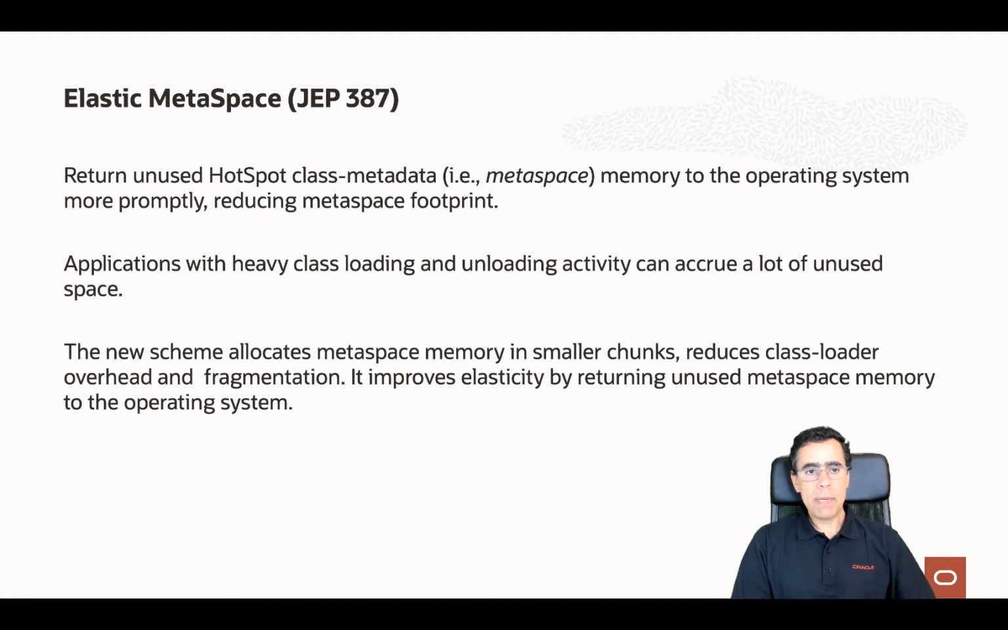The second JVM enhancement is in the area of memory management for Metaspace. Before this change, when the memory in Metaspace was no longer needed, it was returned to the JVM, but the JVM in turn did not return it to the operating system promptly. With this change, the JVM now allocates memory in smaller chunks, reducing the class loader overhead and fragmentation, which makes it easier to return the unused space to the operating system. With this, the JDK will now be able to return memory more quickly, so applications will run with a smaller total memory footprint.